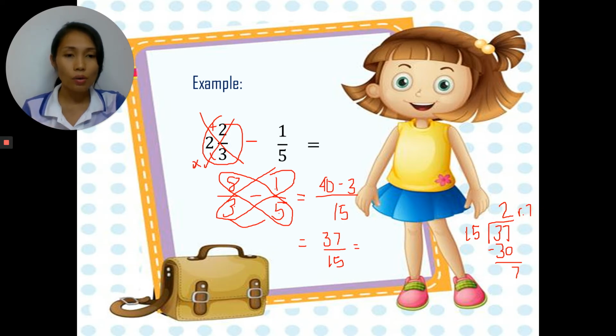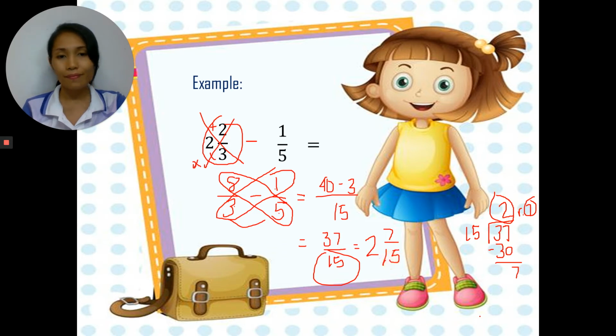Now our new answer here is 2. That's our whole number. And then the remainder 7 will be the numerator. And then copy the denominator 15. So that's it. That's our answer. Final answer: 2 and 7/15. That is the first one.